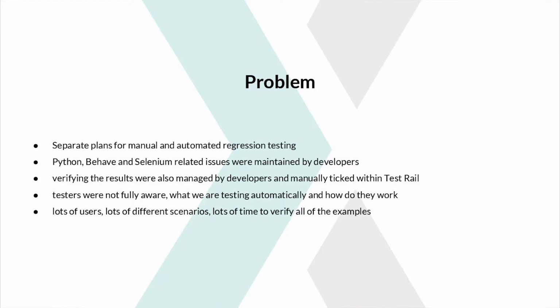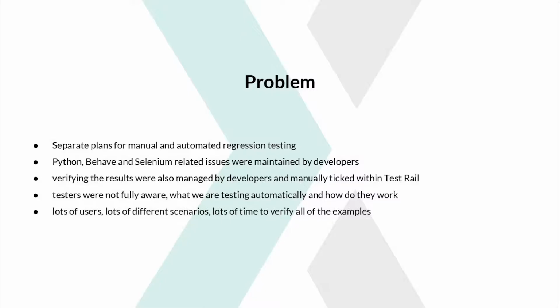Okay, so the problem that we had to face. Over 1 year ago, we were creating two test plans for manual and automated tests. And the second one, the automated, was fully maintained by developers. We were running a bunch of test scenarios written in Behave, but we had to manually tick all of the results within TestRail.